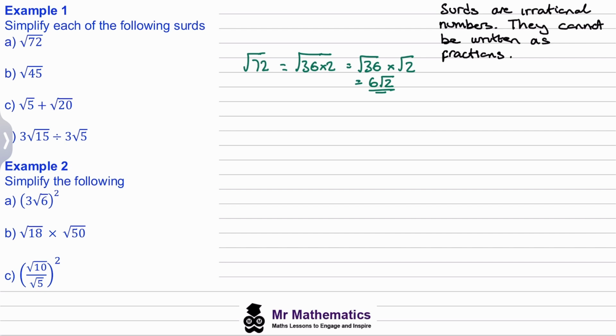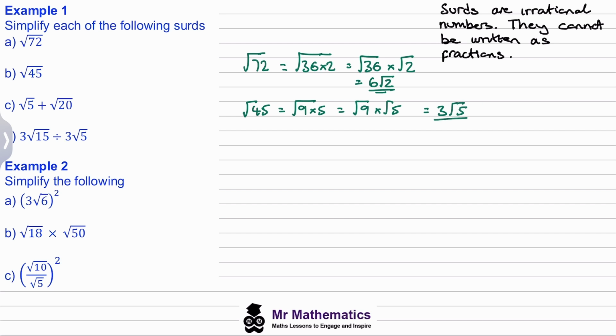Okay? If we look at example B, the square root of 45. Well, 45 does have a square number which is a factor. This is 9, multiplied by 5. 9 times 5 is 45. We can split this up as root 9 multiplied by root 5. And we know the square root of 9 is 3. The 5 doesn't have any square number factors, so we'll write this as 3 root 5.